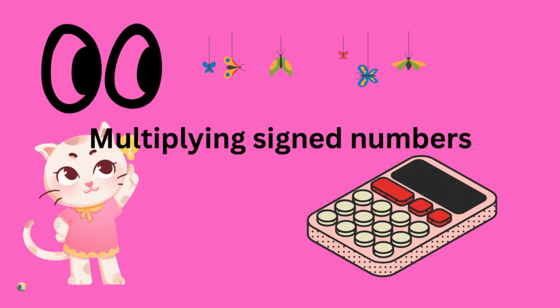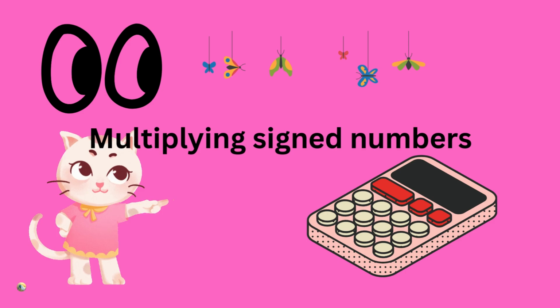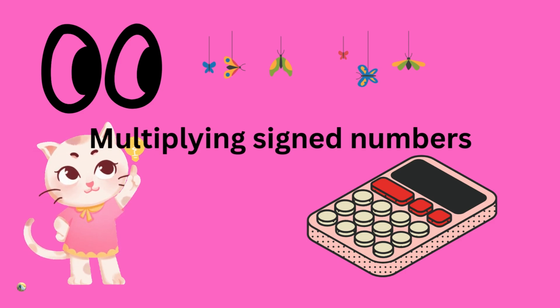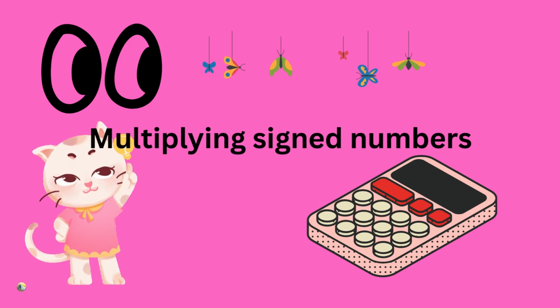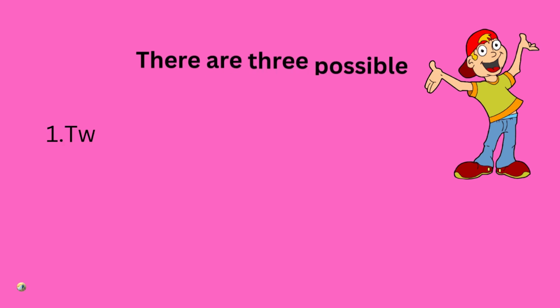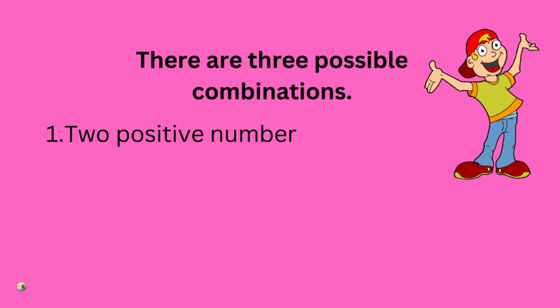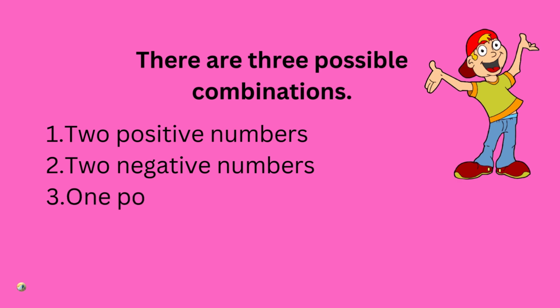Hello, kids. Today we are talking about an interesting topic: multiplying sign numbers. So let's start first. First of all, what are sign numbers? Sign numbers are positive and negative numbers. When we multiply sign numbers, there are three possible combinations.